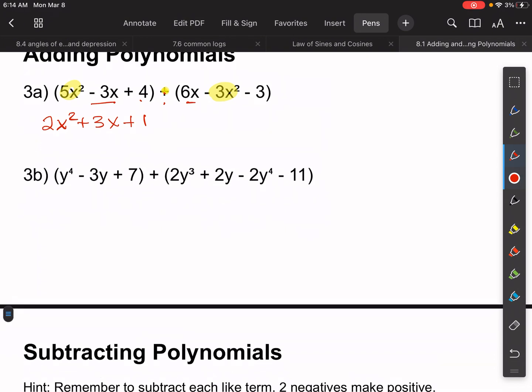Okay, and I think that's all they want you to do. They don't need you to do this, but the leading coefficient on this one would be 2. The degree on this one would be 2. Okay, try this one out, 3b on your own.